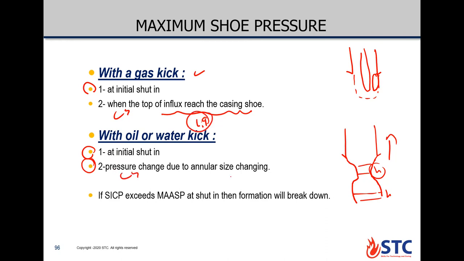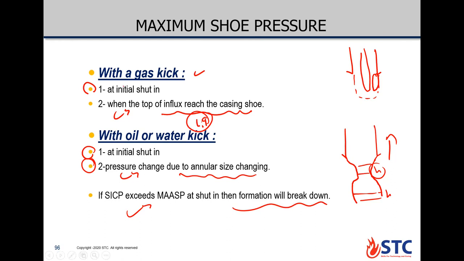When the annulus geometry changes and the annulus becomes narrower, the hydrostatic height of the influx becomes higher, so the loss in hydrostatic pressure becomes higher. If the shut-in casing pressure exceeds the maximum allowable, then the formation breaks down. Clear, guys, this point? Is that clear? Again, please.